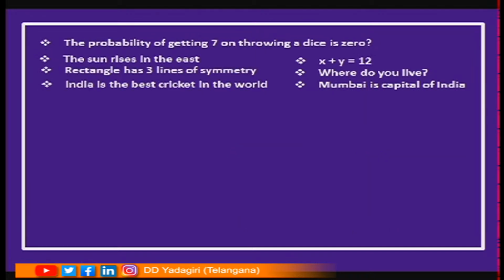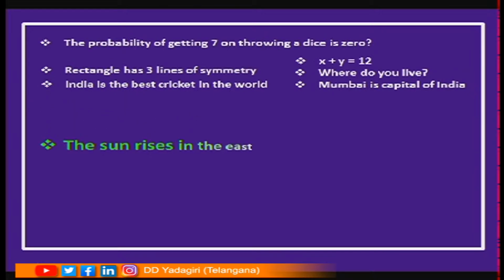Now, have a look at some other sentences, that is the sun rises in the east. Now, what about this sentence, children? Yes, it is absolutely true, right? Sun always rises in the east.